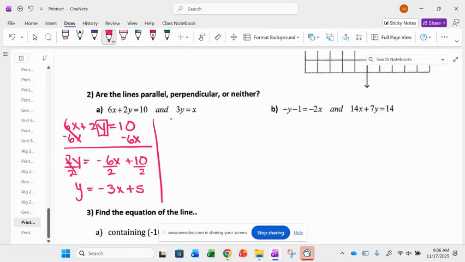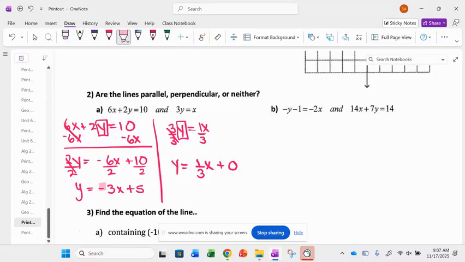And then for the second equation, I have 3y equals x. I'm going to get y by itself again, so I'm going to divide by 3. Do we all agree there's a 1 in front of that x? So y equals 1/3 x. Since there's no b written down, what would that be? Plus 0.